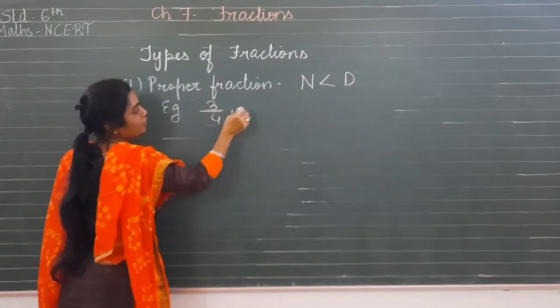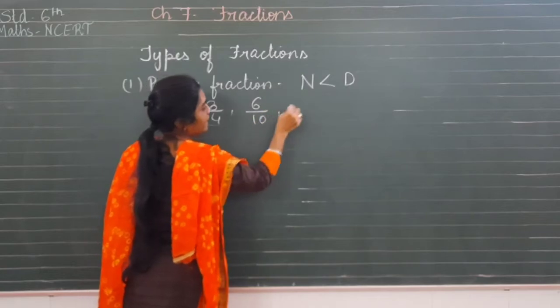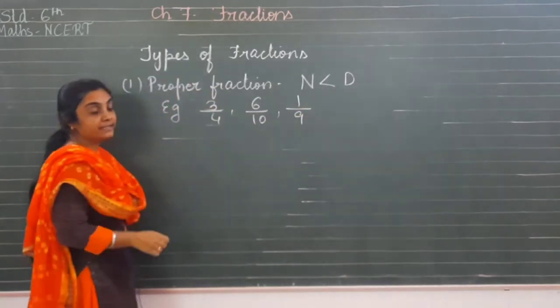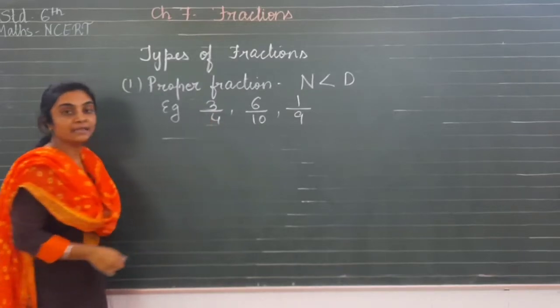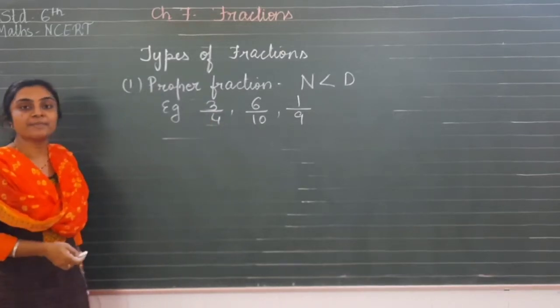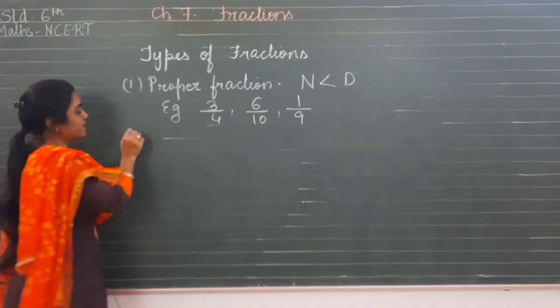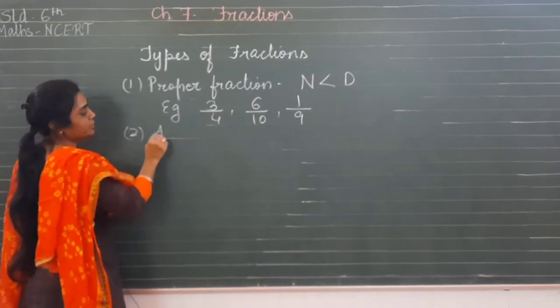3 upon 4, 6 upon 10, 1 upon 9. Here all the numerators are smaller than the denominator. Then this type of fraction is called a proper fraction. Second one is improper fraction.